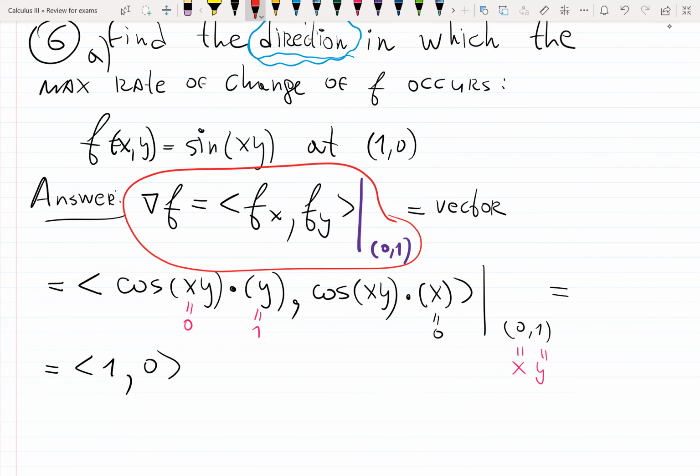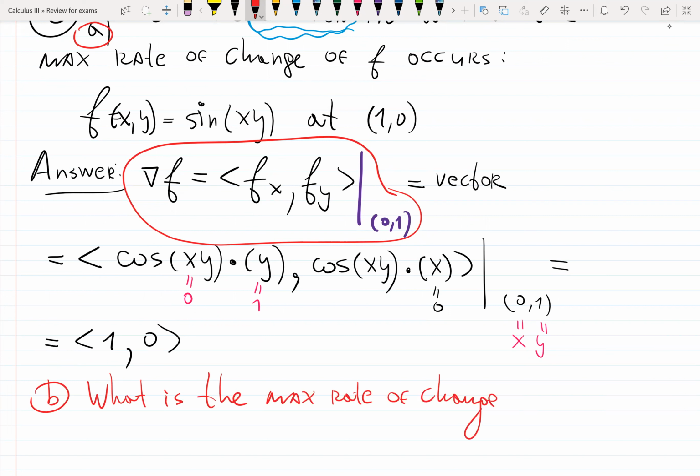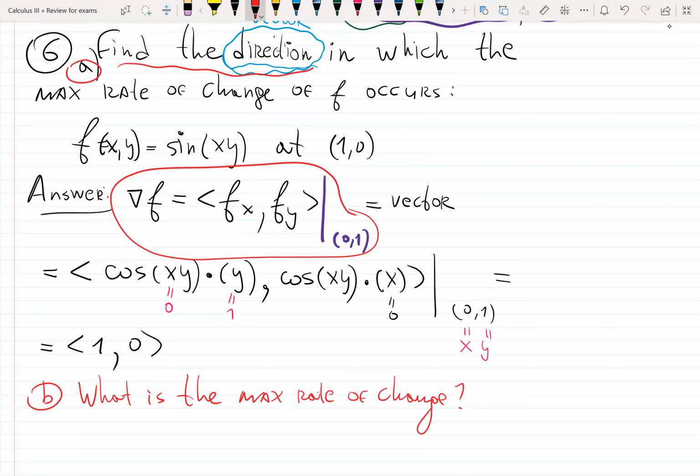Question B is asking you this. And that's what my students I remember messed up, so I want to warn you. What is the maximum rate of change? Rate of change of this function f. And what is the difference of these two questions? Find the direction. We found it. It says over there, 1, 0.